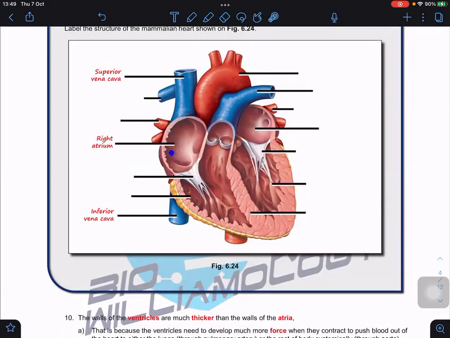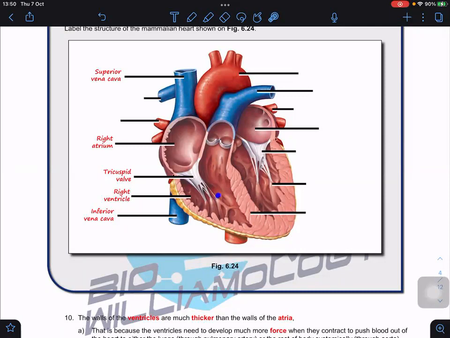So this blood enters into the atrium already. Now it has to pass through these cups. Can you see that? So this is the valve. How many cups? 3 cups here. So it's called the tricuspid valve. Are you clear? And then from the tricuspid valve, it enters into the right ventricle. Are you clear? Go into the right ventricle.